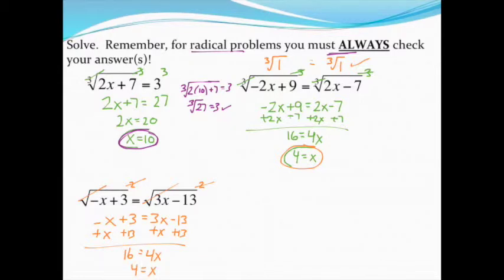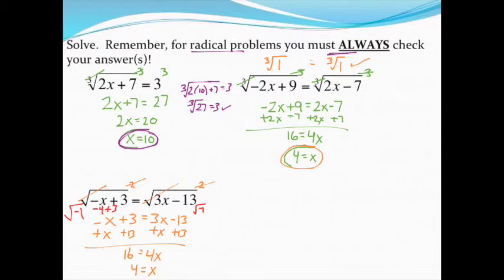Before I circle that though, remember we do need to check these, and so watch what happens when I check this one. It's kind of interesting. I'm going to plug in 4 for x, so negative 4 plus 3 gets me negative 1. So on this side I end up with square root of negative 1, which is interesting. We don't usually do square roots of negative numbers, at least not to get nice real answers. Plugging in 4 for the other x, 3 times 4 is 12, subtract 13, I get negative 1 again.